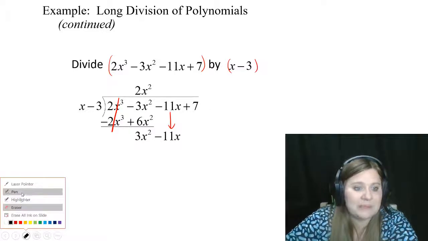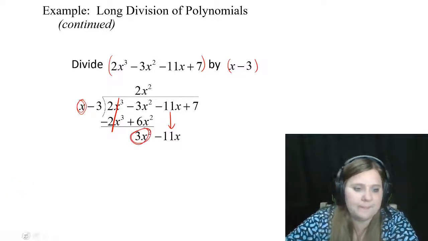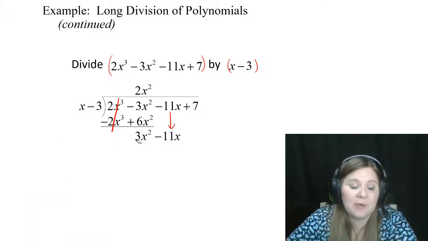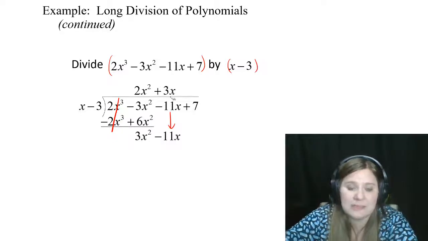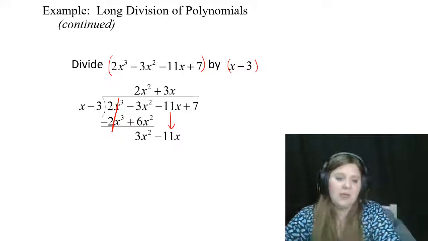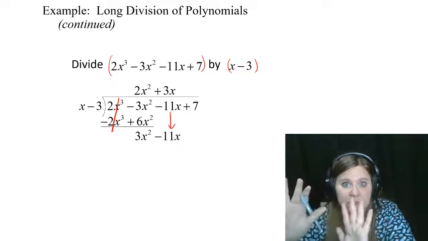Now I want to repeat the process. I want to ask, what do I multiply x by to get 3x squared? Well, I need to multiply by 3x, so I write plus 3x. Again, notice here that it's plus 3x, not just 3x. Okay, that's important because you have to have a sign between the two terms.